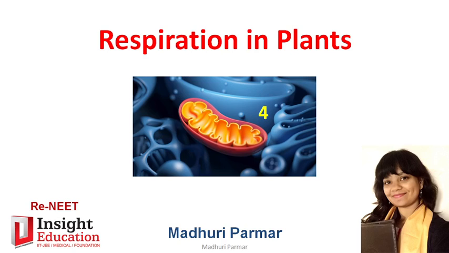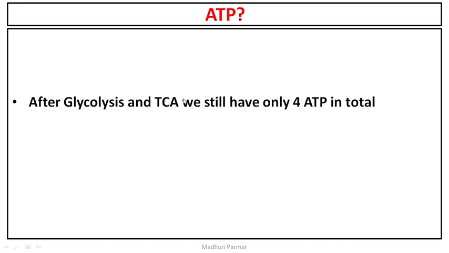Today we begin with the next part of aerobic respiration, which occurs on the inner membrane of mitochondria, which is nothing but the electron transport chain. So why is that required? Before that, let us answer this question.